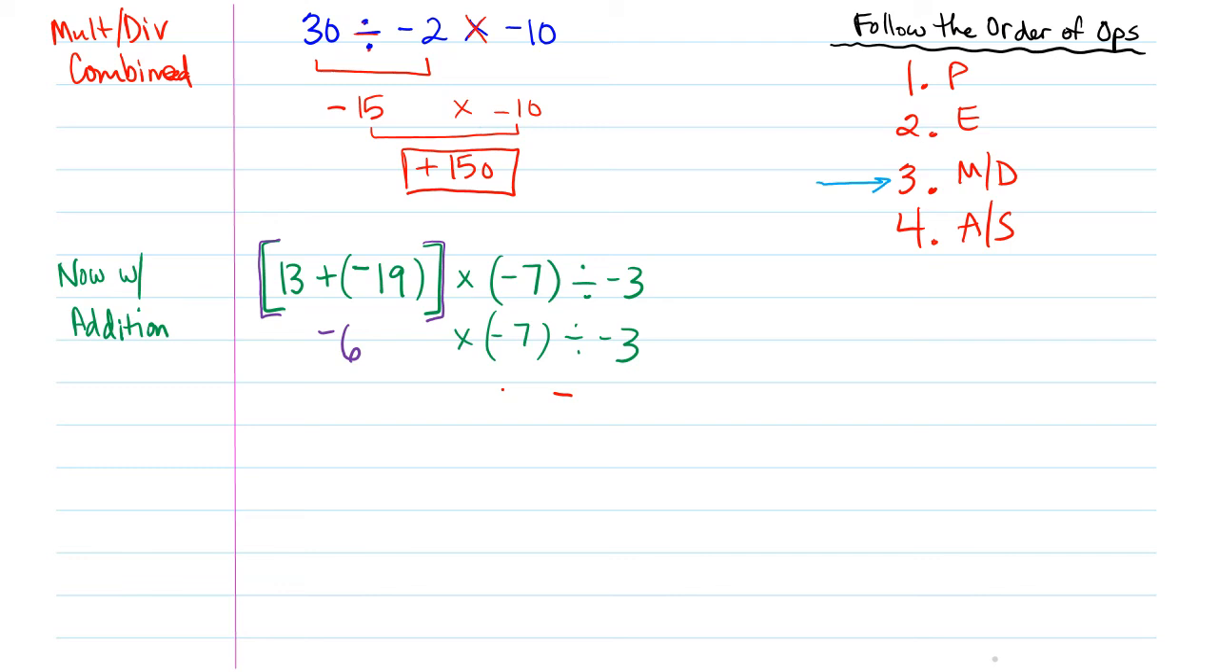Then I have multiplication and I've got division. So my next step, left to right, just like we did before, and negative times a negative is a positive, and 6 times 7 is 42. I still have my divided by negative 3. Okay, so I've got a positive divided by a negative, which is negative, different signs, negative, and 42 divided by 3 is 14. Okay, so there is your final answer.